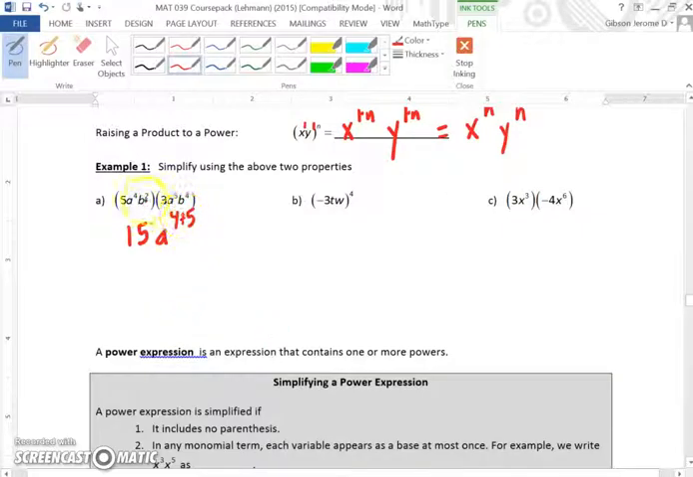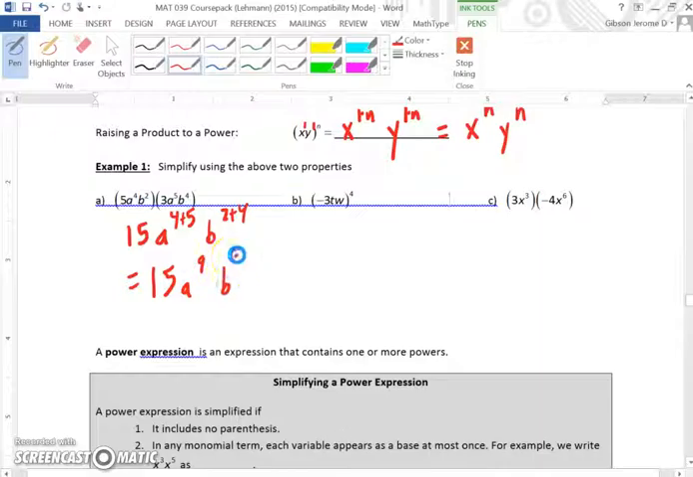Now we go here to b. We have b squared and b to the 4th. You put the base and then you add the exponents. So now your final answer would be 15, a to the 9th, b to the 6th. And this will be your final answer. Now, of course, as you go through and do these problems, you don't have to show this step of how you added to get these numbers here. You can actually add in your head.